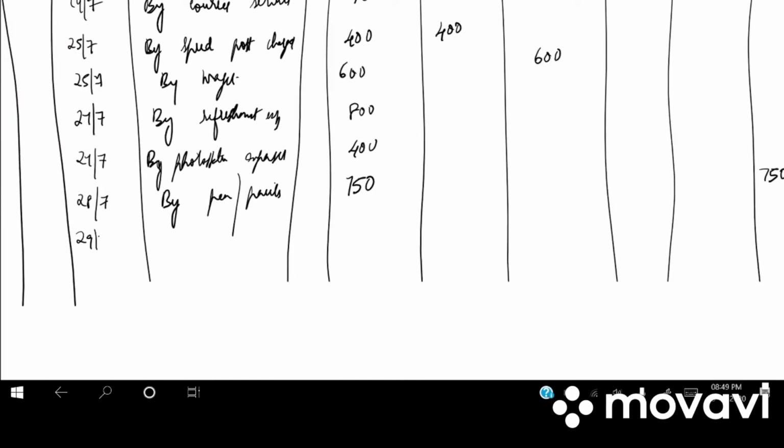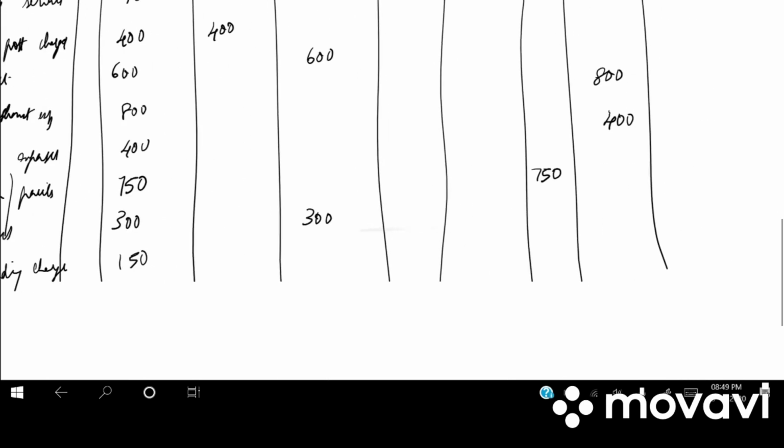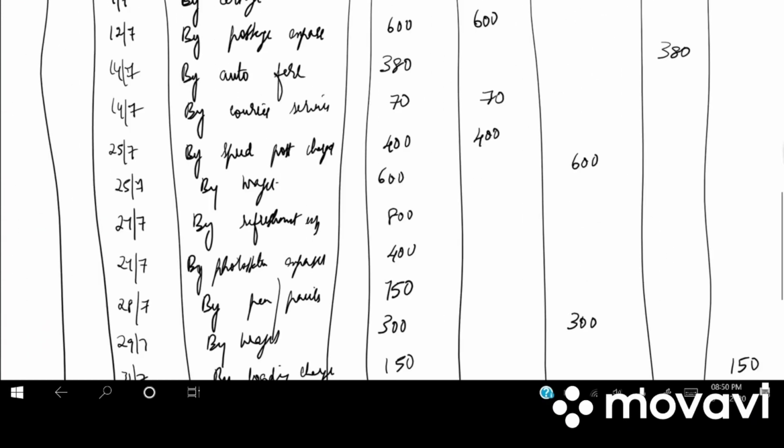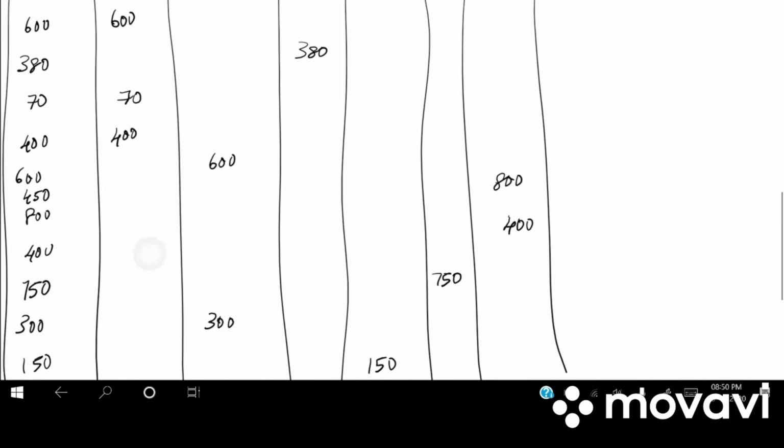Then on 29th we have by wages 300, under the wages column 300. And last, 31st we have by loading charges 150, under cartage we will be writing 150. I missed an entry of 26th, so write by 26th paid cartage 450, under the cartage column we will be writing 450.